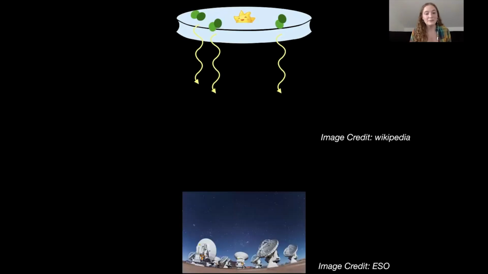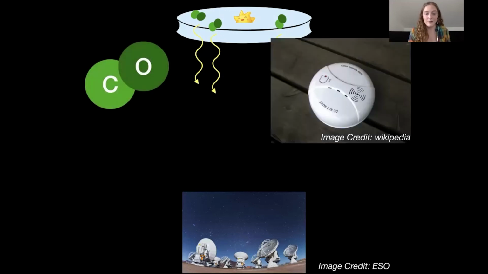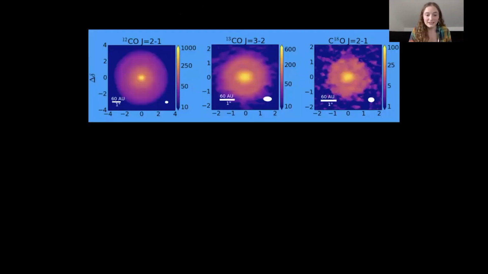I, in particular, observe a certain part of the gas called carbon monoxide. You may have heard of carbon monoxide because you might have a carbon monoxide detector at your home. We as humans can't actually smell carbon monoxide, but it can be very dangerous if we breathe in too much, so that's why we have detectors at home. And it turns out that there's actually a lot of carbon monoxide in space, and it's really great for measuring temperature. And these are actually real observations that I use in my research, taken with a radio telescope, and it shows us where carbon monoxide lives within a disk.